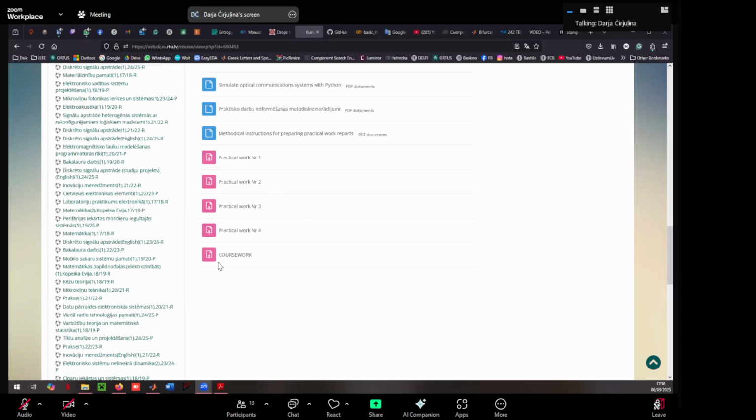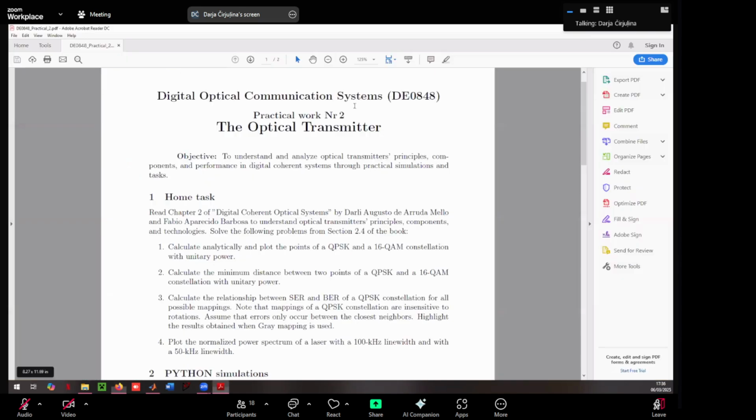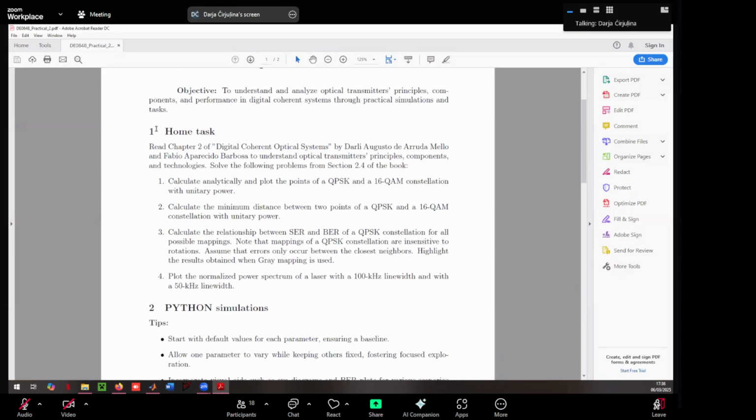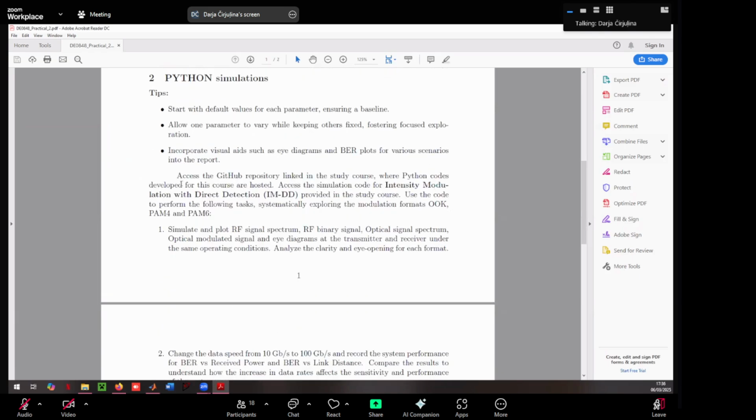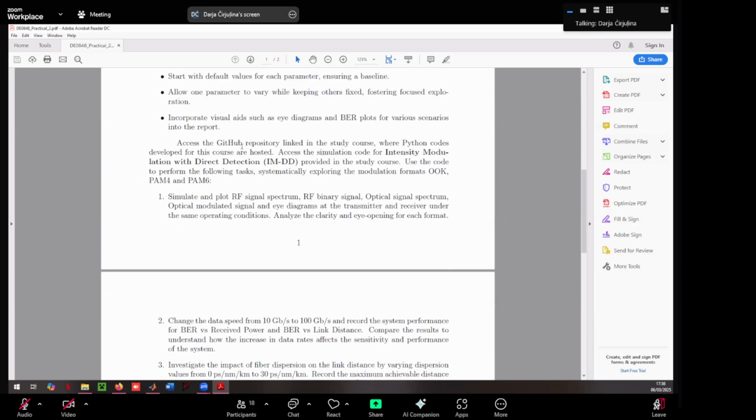So the second practical work, I have it already opened here. You have some more theoretical questions to solve, and as well, you have simulations to finish. It would be mostly about intensity modulation direct detection that were already mentioned during the lectures. And here as well, you will look through different modulation formats: on-off keying, PAM4, and PAM6.